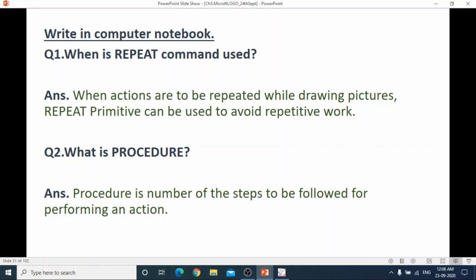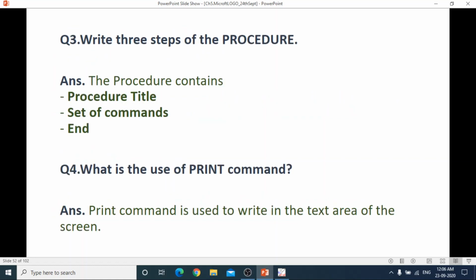Okay, what is repeat command? When actions are to be repeated while drawing pictures, the repeat primitive can be used to avoid repeating. Okay, what is procedure? Procedure is the number of steps to be followed for performing an action. Write the steps of procedure. 3 steps. What are they? You have to write procedure title, set of commands, and end. What is the use of print command? Print command is used to write in the text area of the screen.